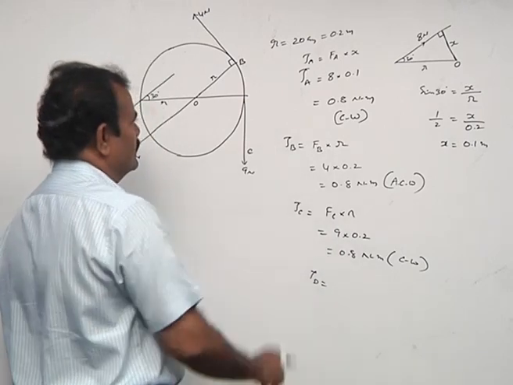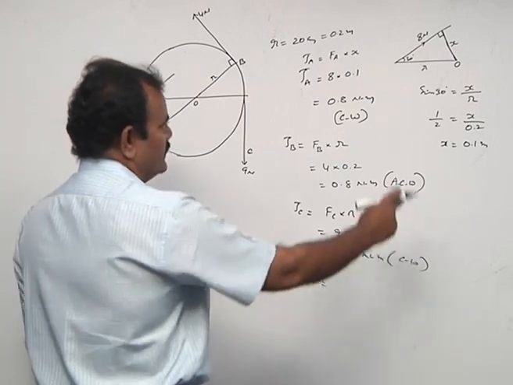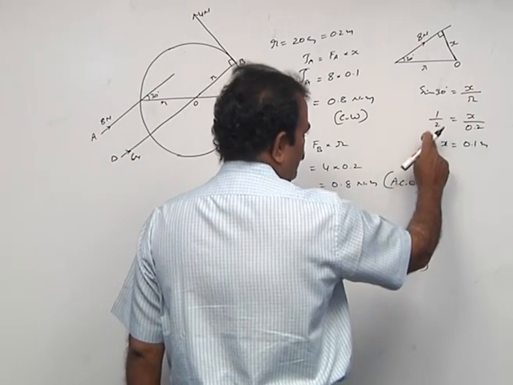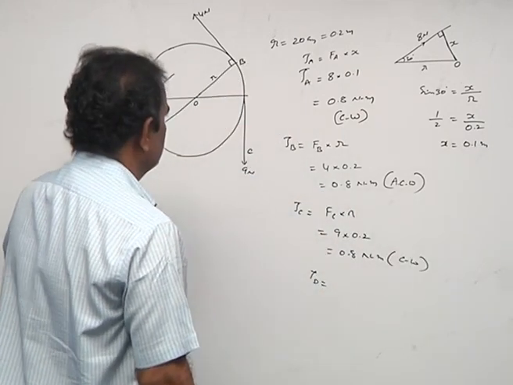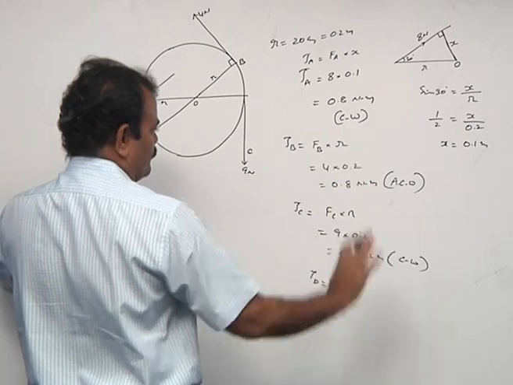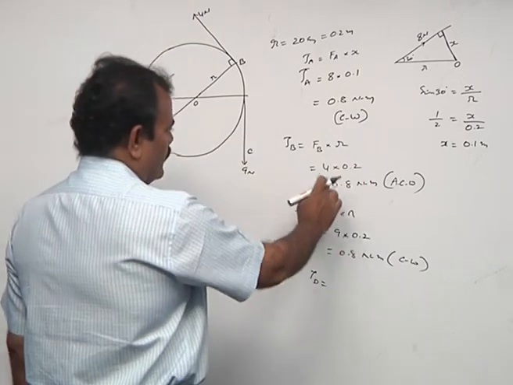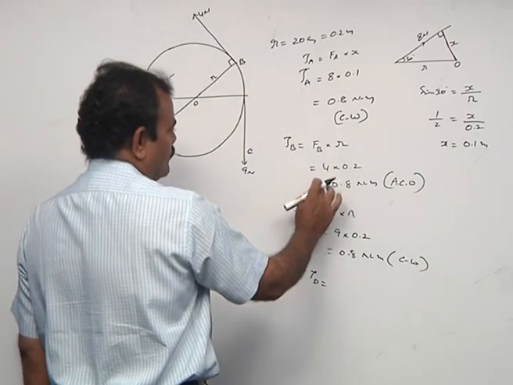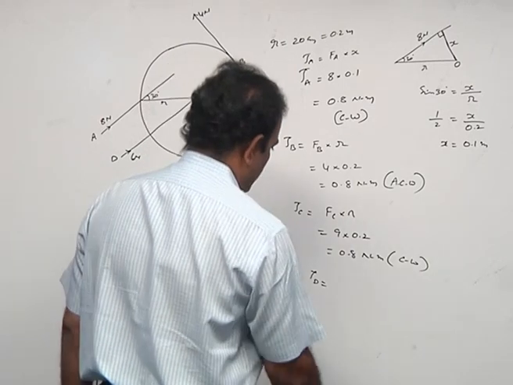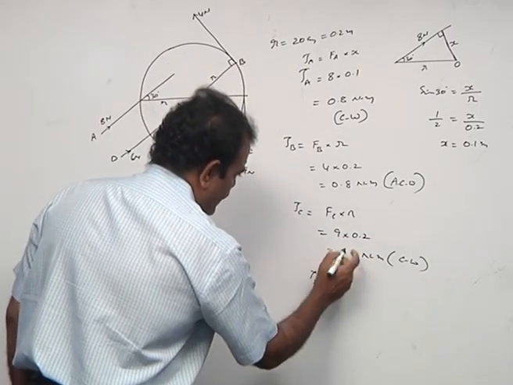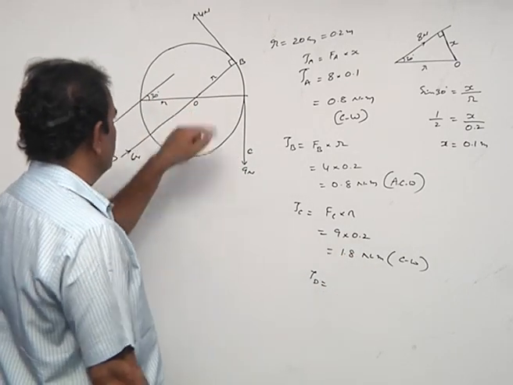So once again I check all these. That is the force into perpendicular distance. Sin 30 is equal to x by r, and 1 by 2, so x is equal to 0.1 meter, and here the force is taken like this. So it is 0.8 Newton meter, that's over. And after that, when you are coming to this one, that is 4 into 0.2, 4 newtons is there, and again 0.2. So it will be 0.8 Newton meters, that is also over, and this can be taken as the 1.8. So 1.8 Newton meter is here.